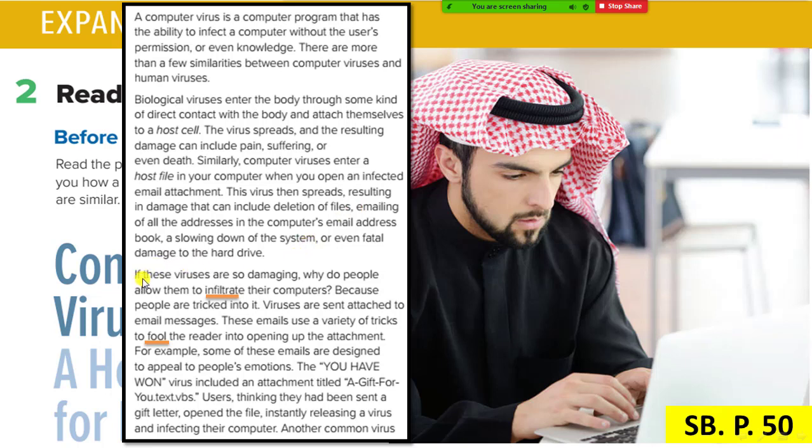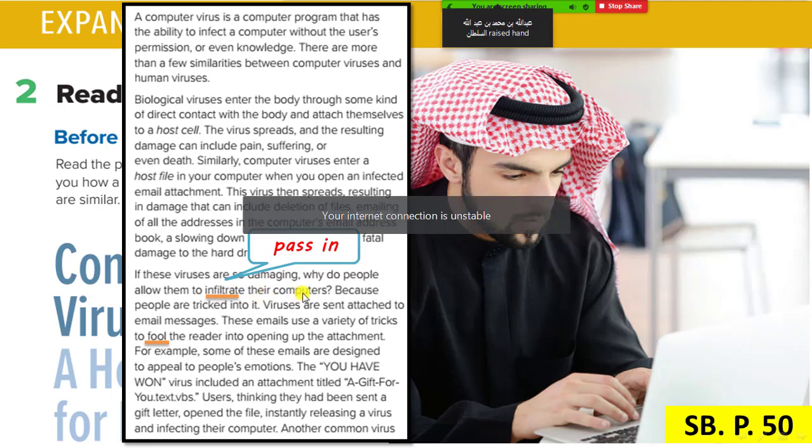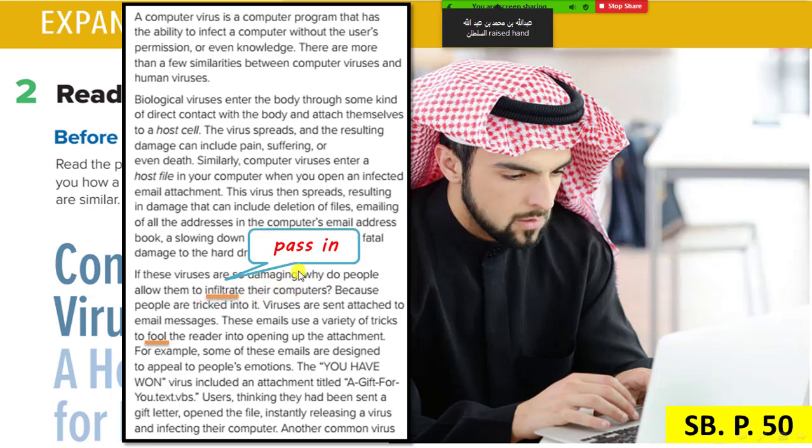If these viruses are so damaging, why do people allow them to infiltrate? Infiltrate means pass in, okay? Infiltrate, Salim, means pass in their computers. Why do people allow them to infiltrate their computers? Means pass in or enter their computer. Okay, Salim.